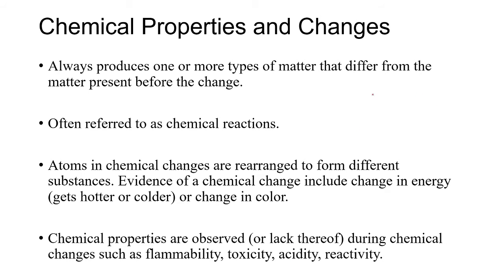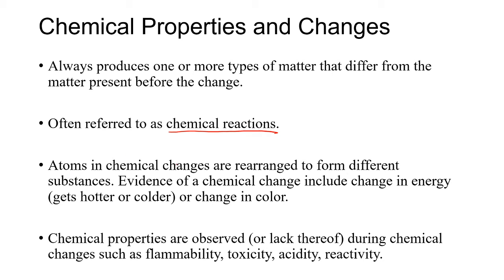All right, let's go into chemical properties. So, with regards to chemical properties and chemical changes, these always produce one or more types of matter that differ from the matter present before the change. So when we talk about a chemical change, that is a chemical reaction. So we can use chemical reactions to refer to chemical changes. They're essentially the same thing. They're just used interchangeably. So we want to make sure we understand that these mean the same thing.